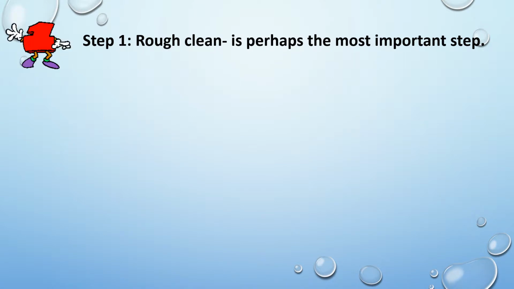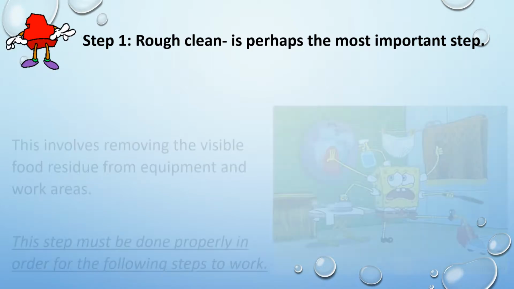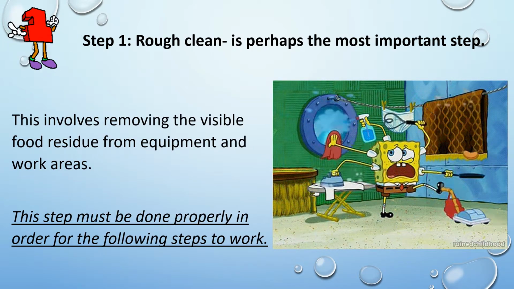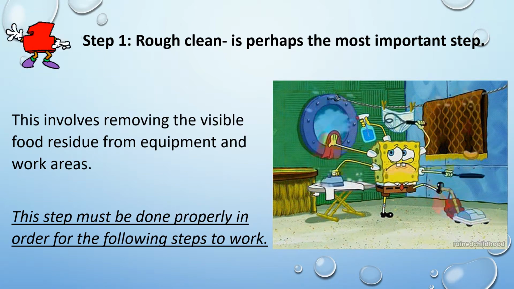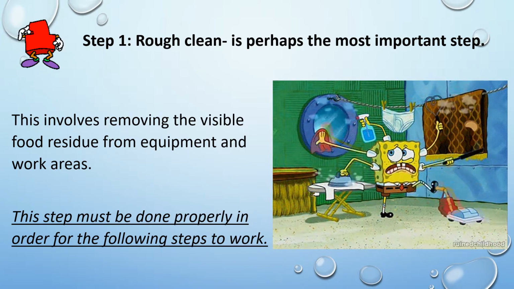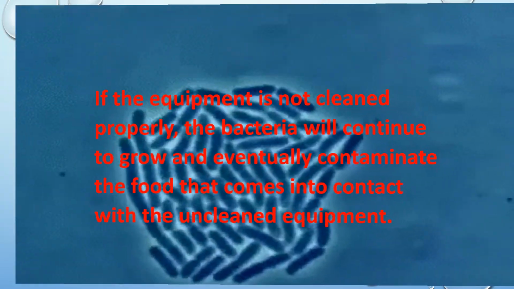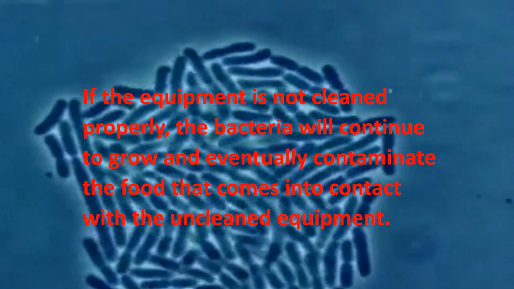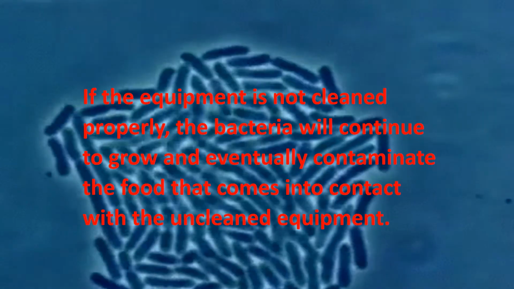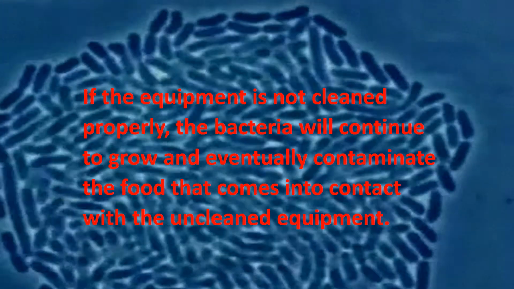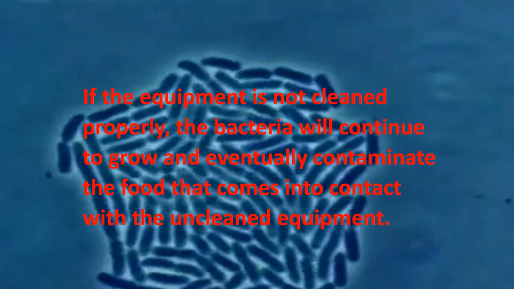Step 1, a rough clean. This is perhaps the most important step. This step involves removing the visible food residue from equipment and work areas. This step must be done properly in order for the following steps to work. If equipment is not cleaned properly, the bacteria will continue to grow and eventually contaminate the food that comes into contact with the unclean equipment.